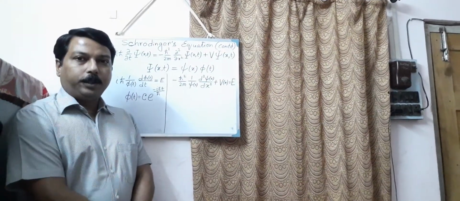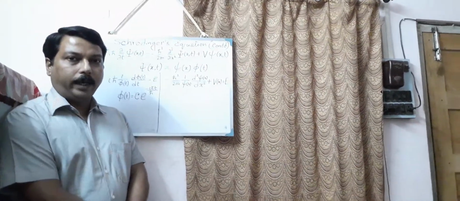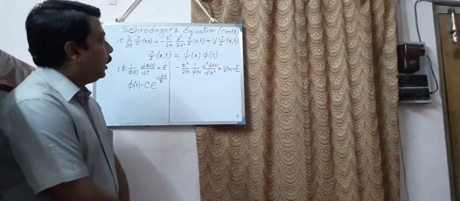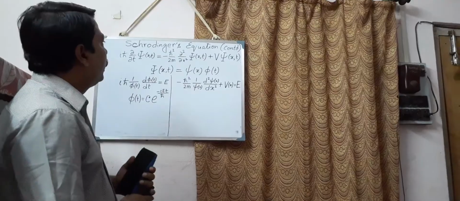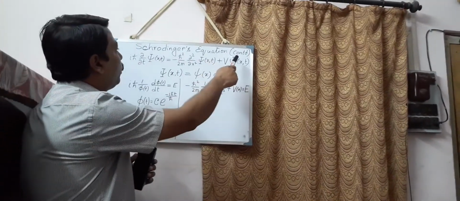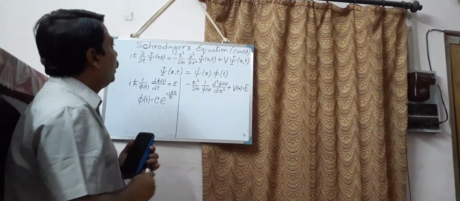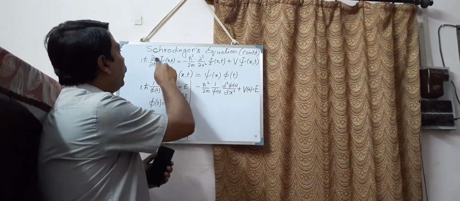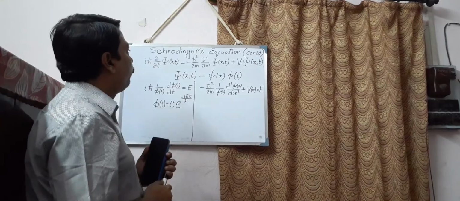So this is a continuation of our last lecture we had on the solution of Schrodinger's equation. So let's proceed. In the last lecture we have seen that we had this one-dimensional Schrodinger equation where this psi is a function of x and t, and we wanted to find out a solution for this wave function psi.